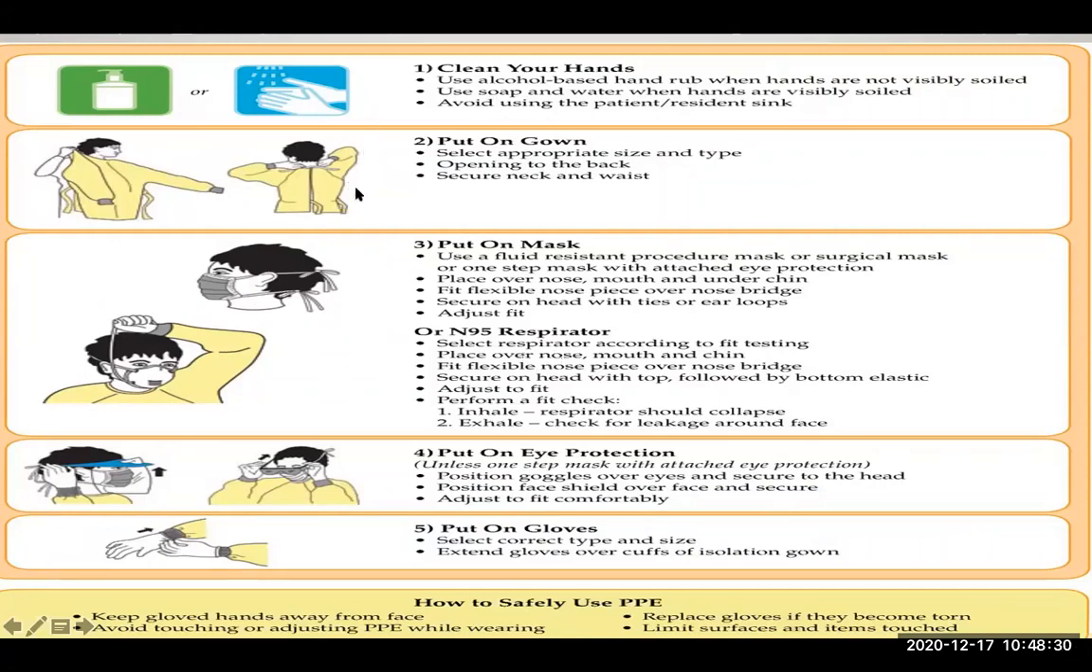So first is hand hygiene, then the gown, then the mask, then the goggles. Put on the eye protection in the form of goggles or face shield, and finally the gloves. The gloves have to be extended over the cuffs of the isolation gown, to secure against any spill or contamination of the inner side of the gown. Keep gloved hands away from the face. Avoid touching or adjusting PPE while wearing. Replace the gloves if they become torn. Limit the surfaces and items touched. So these are the precautions you have to follow when using PPE.